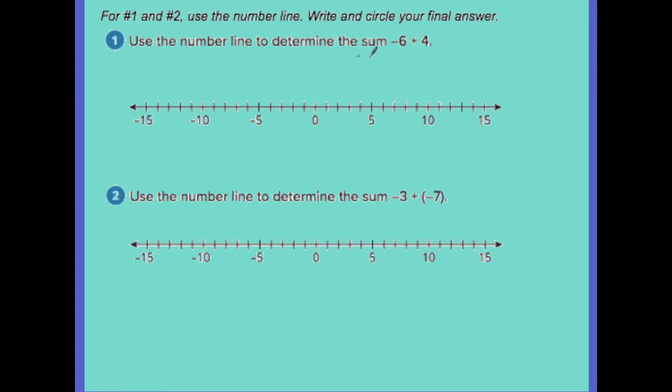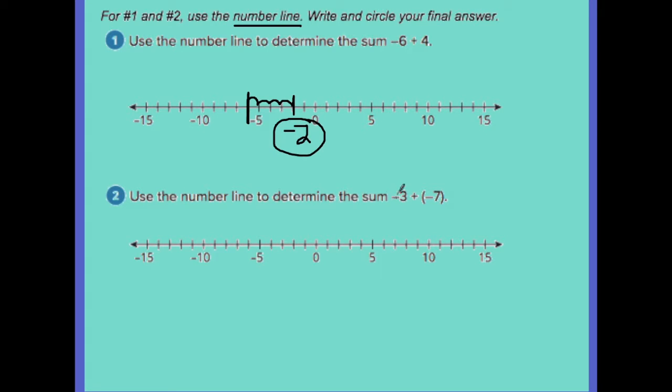So, it says to determine the sum of negative 6 plus 4. So, specifically using the number line is what we're looking at showing our work for. Start at negative 6, add 4. So, 1, 2, 3, 4. Our final answer is negative 2. This would suffice for showing work.